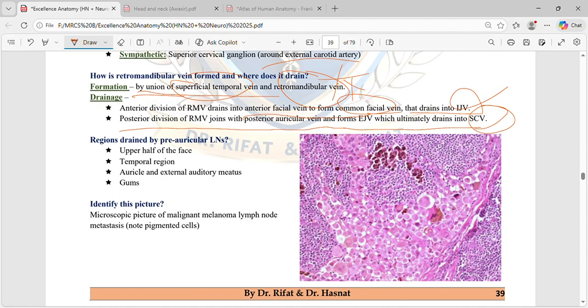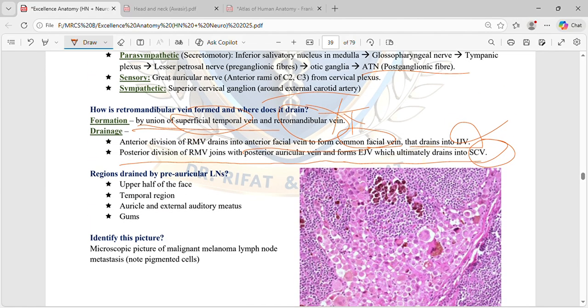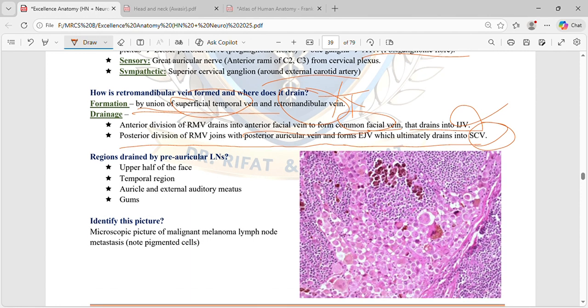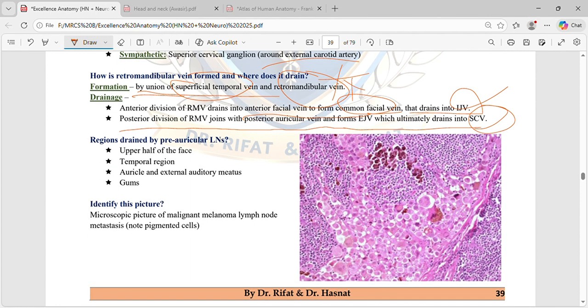Okay, so here we have the regions drained by the preauricular lymph nodes. The preauricular lymph nodes drain the upper half of the face, temporal region, auricle and external auditory meatus, and the gums.